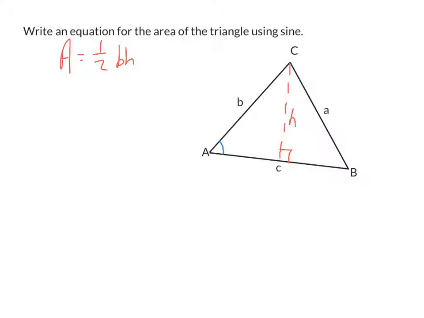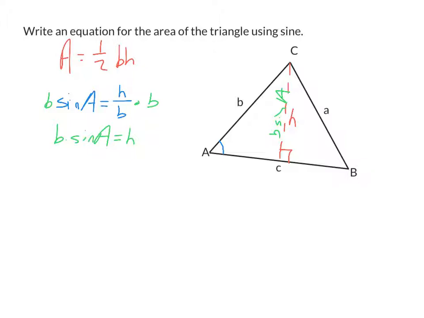And we know from our right triangle trig that sine of the angle A, in a right triangle, which we have, is the opposite over the hypotenuse. The opposite is h. The hypotenuse is b. And if I multiply both sides by b, b times sine of A is the same thing as h. So I can replace h with b sine of angle A.